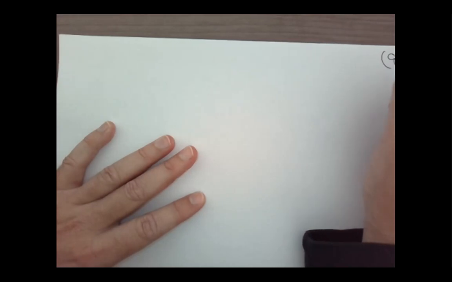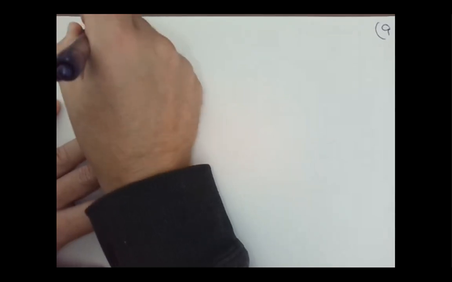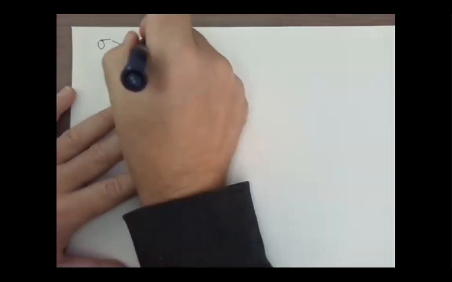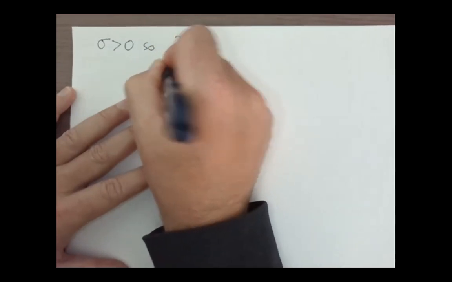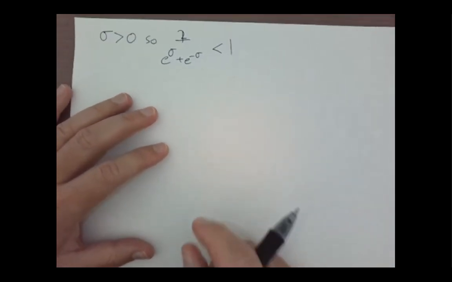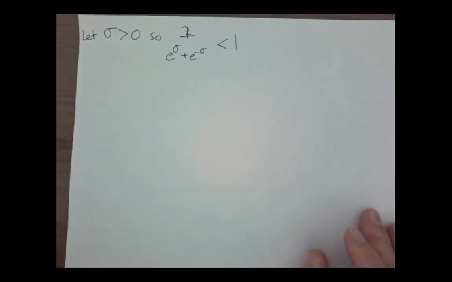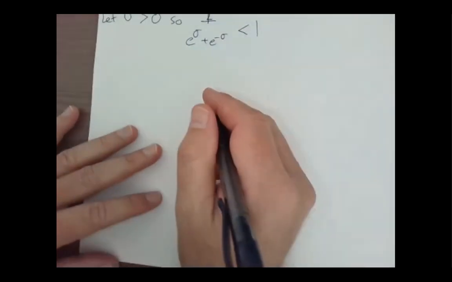So page 9. Now it's time to make a decision on the sigma. I'm going to make the decision now that sigma is strictly positive. So 2 divided by e sigma plus e to the minus sigma is going to be strictly less than 1. So we're going to let sigma here be strictly positive, and we're going to see in a second why we need that.